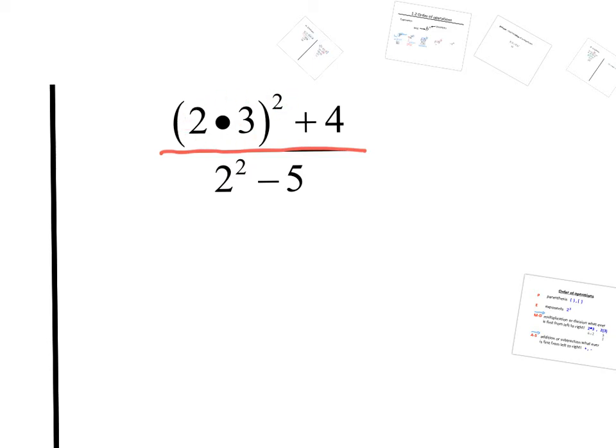I have exponents, I have addition. On the bottom, I have exponents and I have subtraction. So let's go ahead and put the division line, or the fraction line, and let's do the parentheses first. So 2 times, remember that dot in the middle is multiplication.